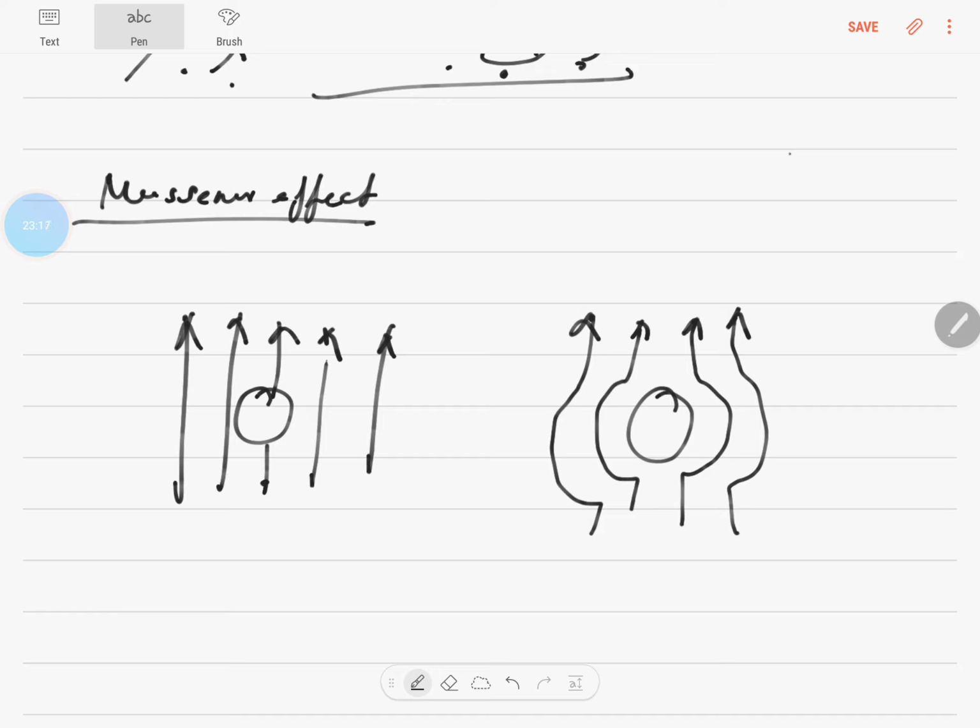This phenomenon is the pushing out of the magnetic field. Can you see the magnetic field lines get pushed out? This phenomenon is known as the Meissner effect. It's called the expulsion of magnetic field lines.